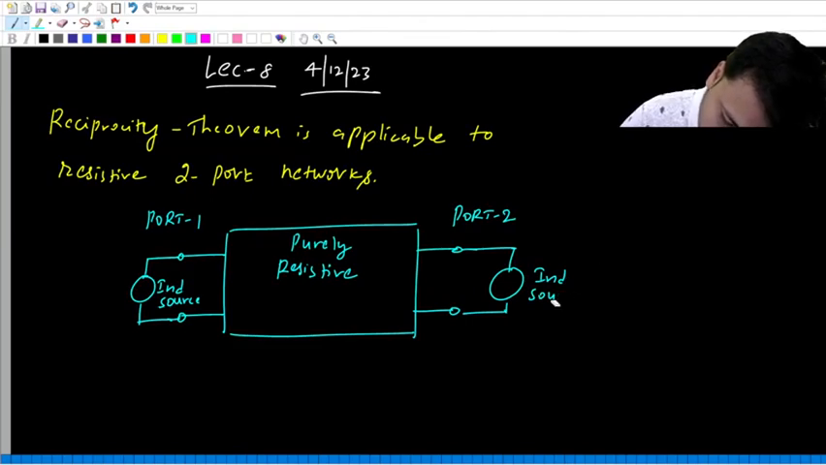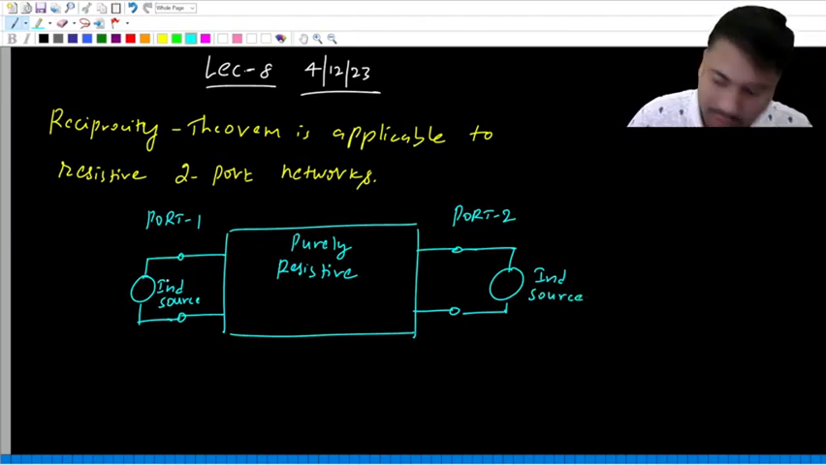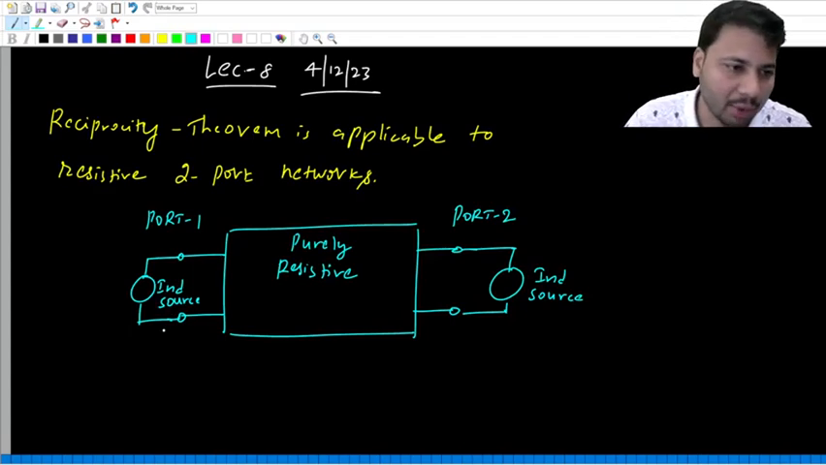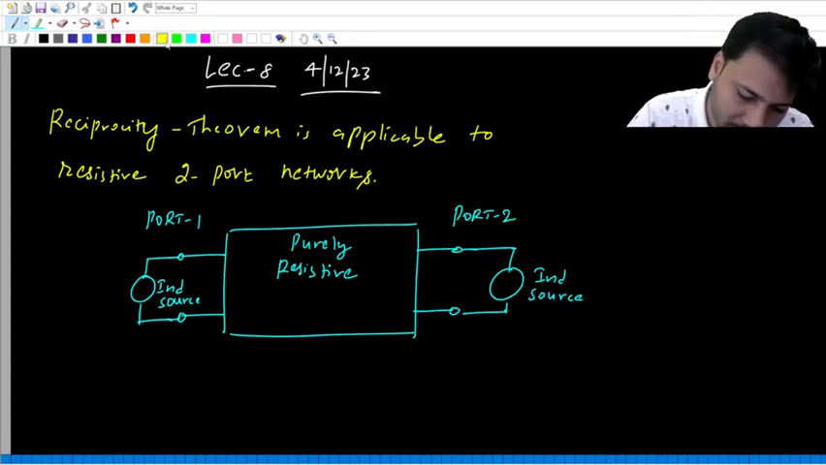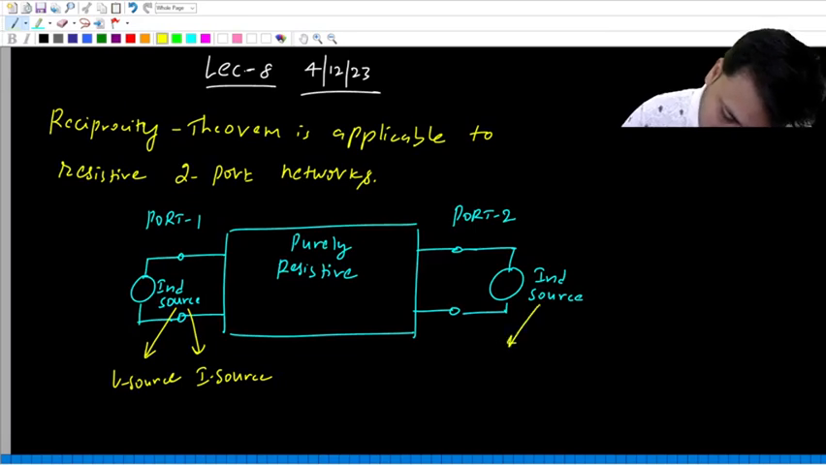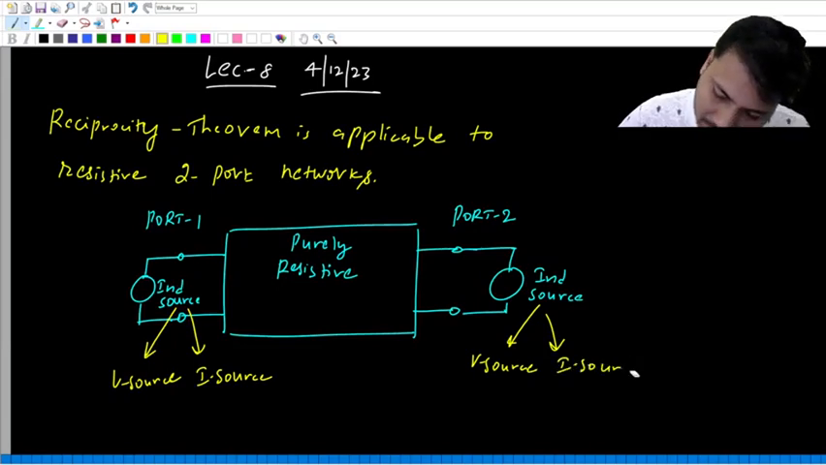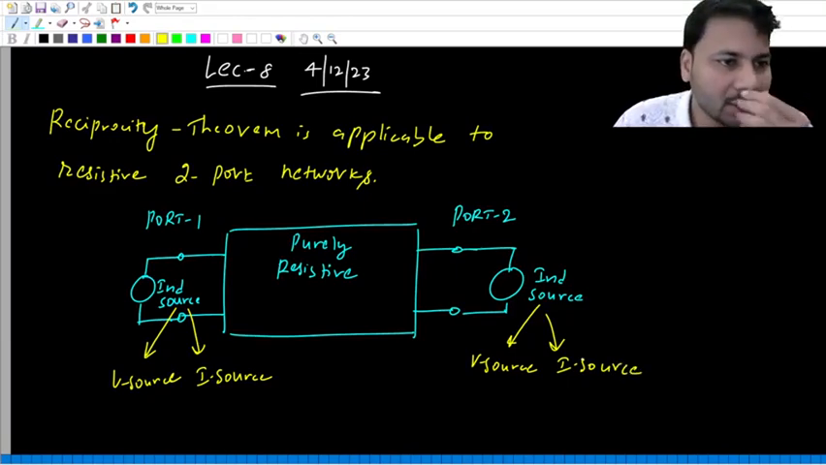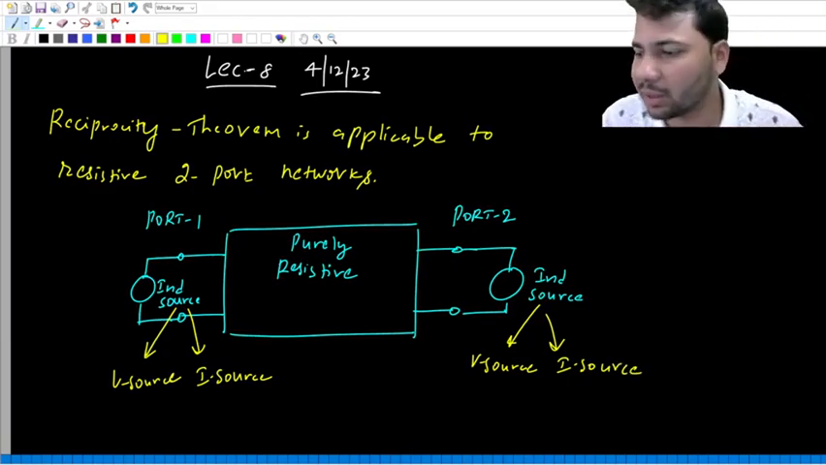There is also an independent source, and each independent source can be what, voltage source or current source. Even the other independent source can be what, a voltage source or a current source. Now we look at this reciprocity theorem for various cases.